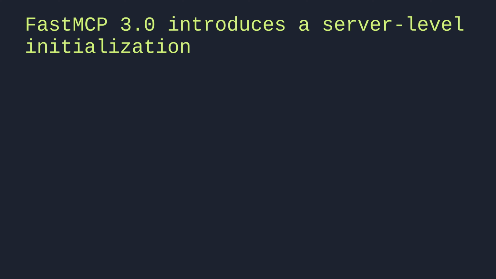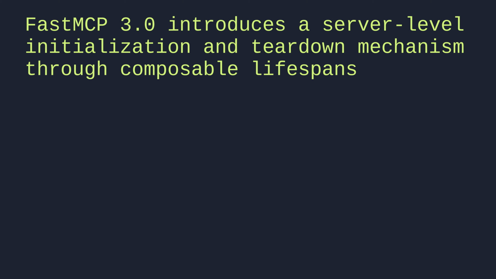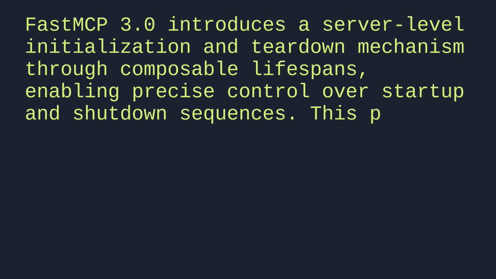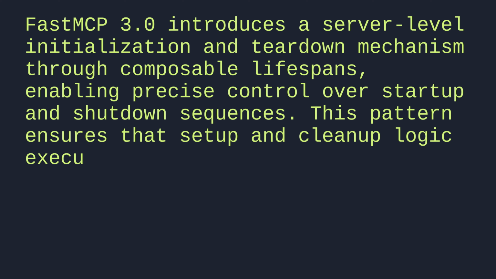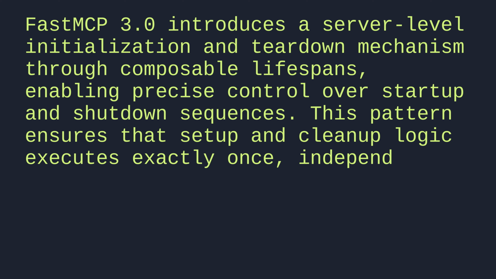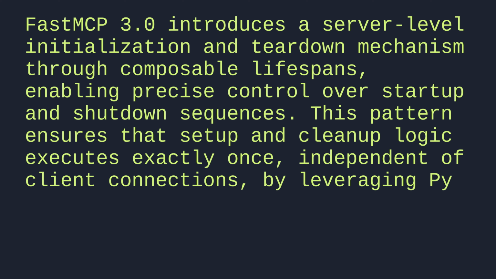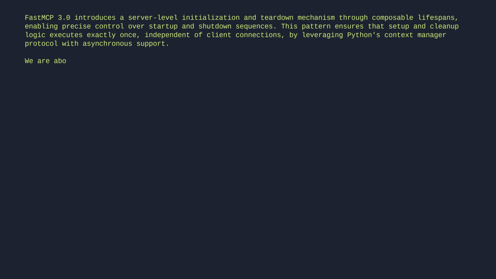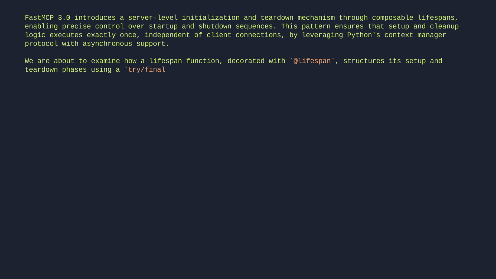FastMCP 3 introduces a server-level initialization and teardown mechanism through composable lifespans, enabling precise control over startup and shutdown sequences. This pattern ensures that setup and cleanup logic executes exactly once, independent of client connections, by leveraging Python's context manager protocol with asynchronous support. We are about to examine how a lifespan function, decorated with @lifespan, structures its setup and teardown phases using a try-finally block, while yielding a context dictionary that becomes accessible throughout the server's operation.